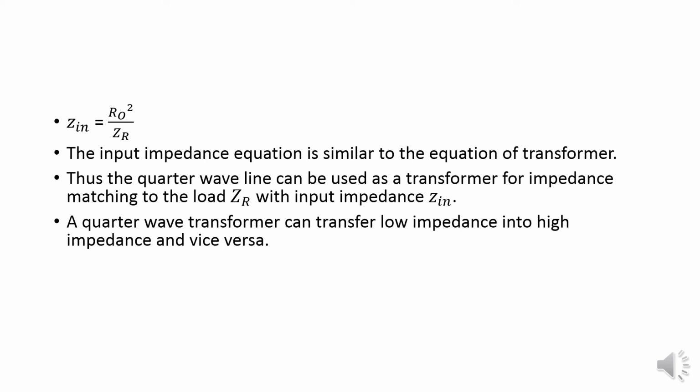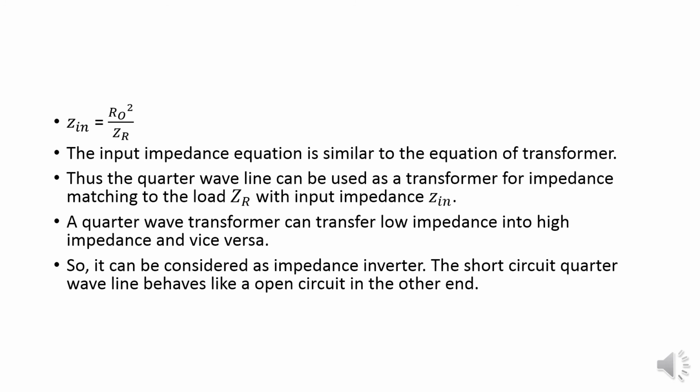If the quarter wave transformer is short circuited at one end, then the other end will behave like an open circuit. Otherwise, the open circuited quarter wave line will behave like a short circuit at the other end.